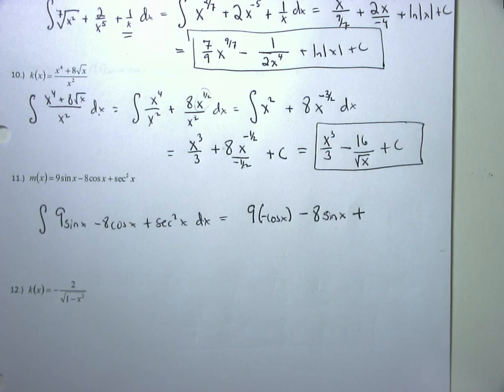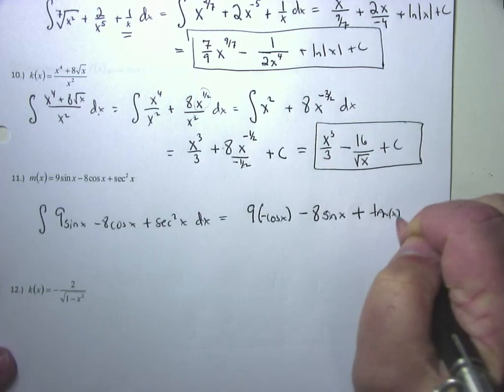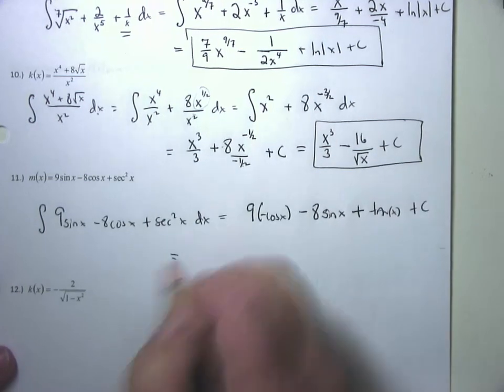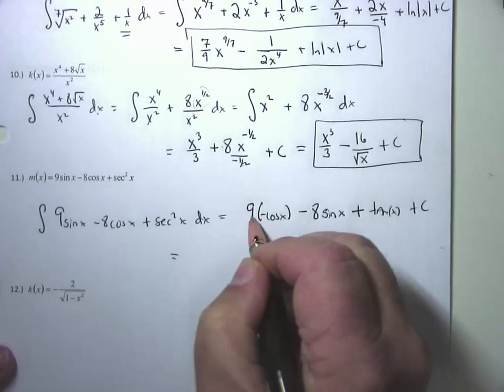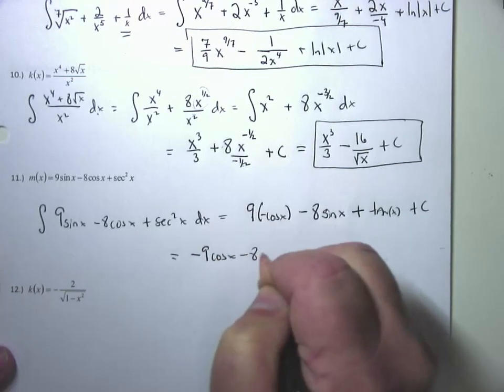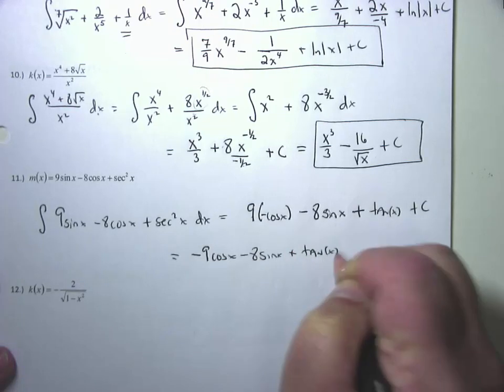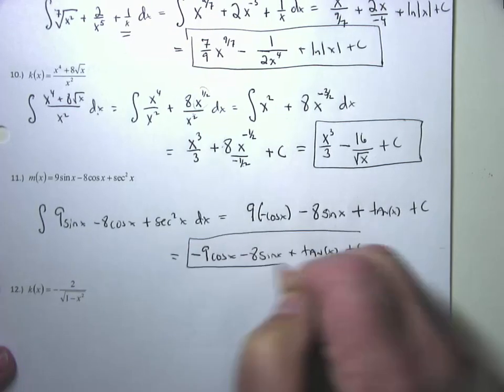What's the integral of secant squared of x? In other words, derivative of what function gives me secant squared of x? That's when you got a tangent of x. And then one big old plus c, and then cleaning up for the answer. 9 times a negative cosine is negative 9 cosine of x minus 8 sine of x plus tangent of x plus c. There's my answer.